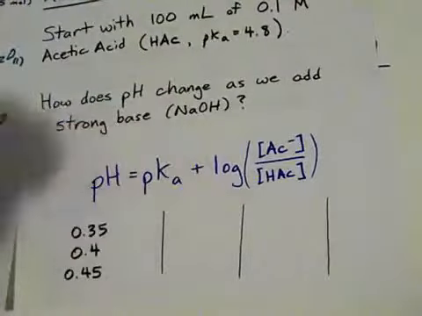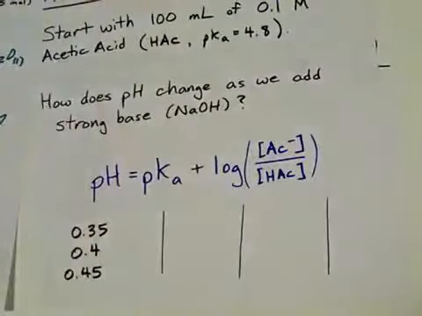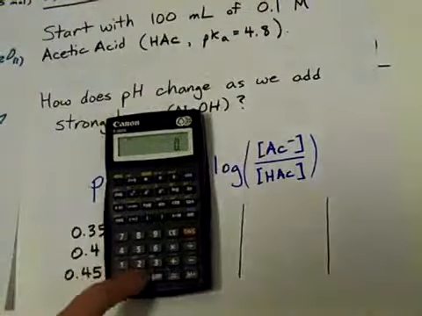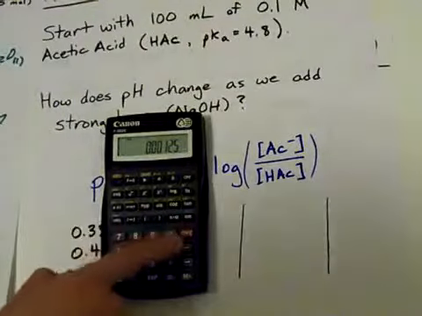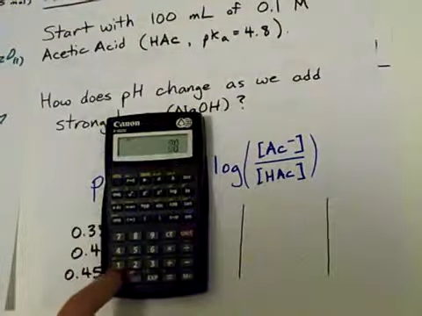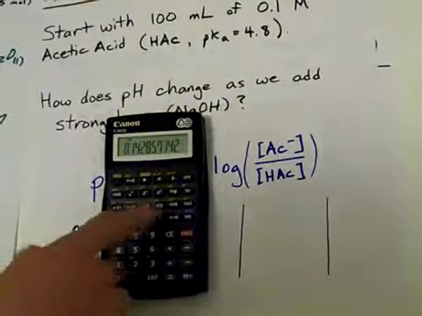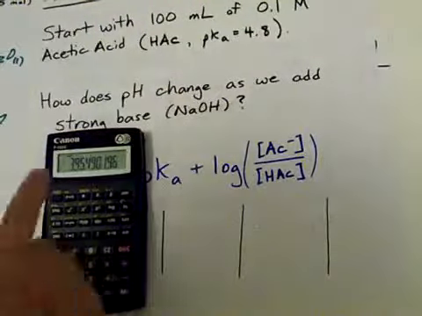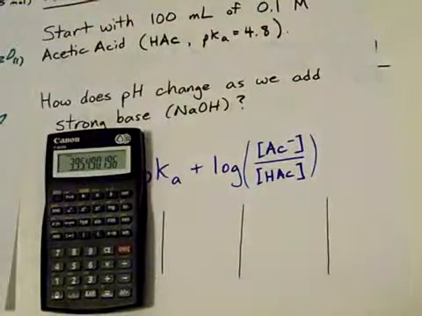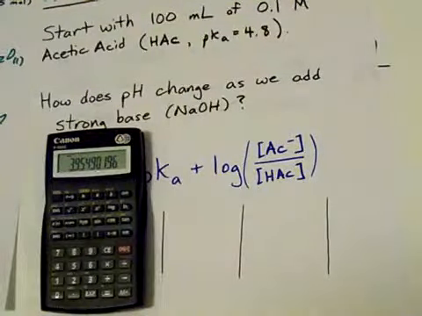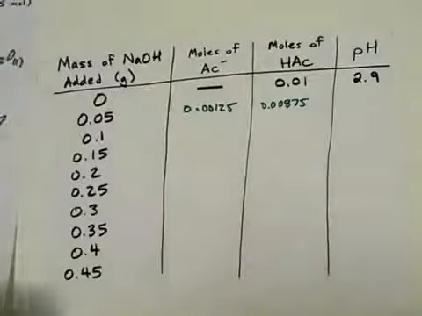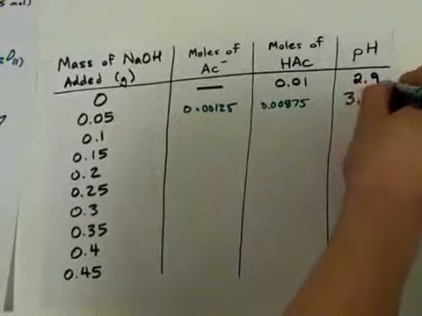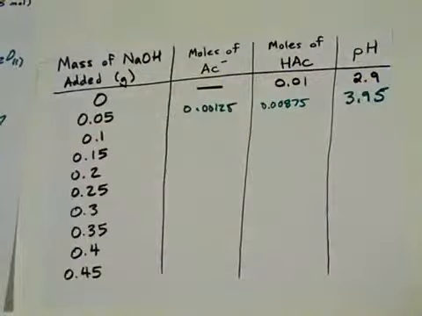You just have to use the Henderson-Hasselbalch equation. This is why I love it so much. If I could marry it, I would. Amount of acetate, 0.00125, divided by the amount of acid, 0.00875. Take the log of it and add the pKa, which was 4.8. Once I've added 0.05 grams of NaOH, my pH is now 3.95. Let's write that down. That is a money number. Adding 0.05 grams of strong base, our pH went up a whole unit.